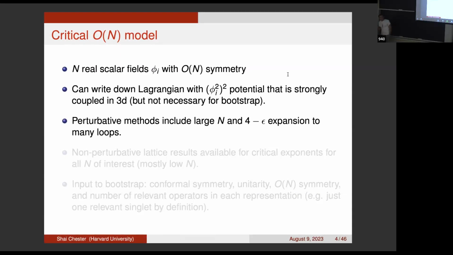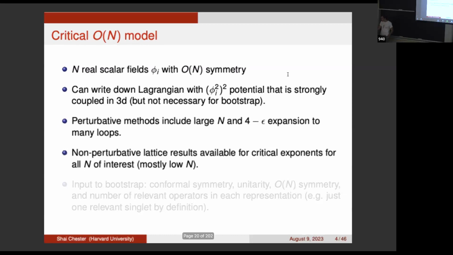It's strongly coupled in 3D, so you can write down this Lagrangian, but you can't really do much with it. The coupling is big. And so prior to the Bootstrap, the way people would study this is either you could use perturbative methods, such as making N become big, or doing a four-minus-epsilon expansion around 4D, where it's a free theory. But of course, these aren't really rigorous when you look at finite N or exactly in 3D, because these are asymptotic expansions, and you're doing a non-rigorous extrapolation to the region of interest.